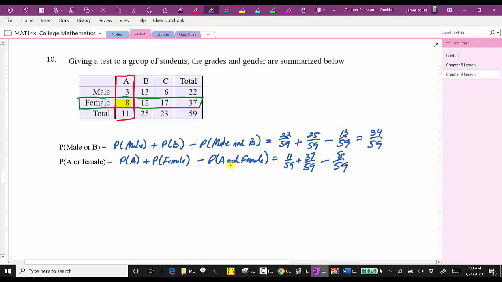Again, we subtract this probability here because we counted these 8 students in the female total as well as the A total. We counted them twice, and therefore we subtract this probability here, which results in them only being counted once. 11 plus 37 minus 8 is 40, giving us 40/59.